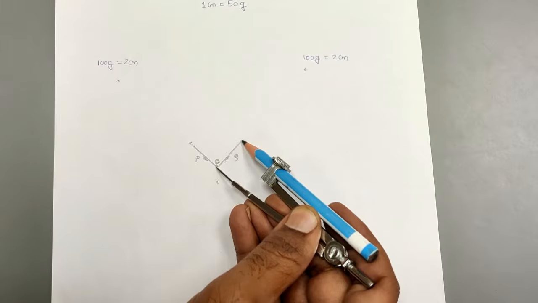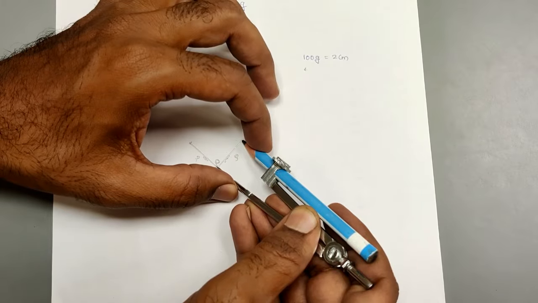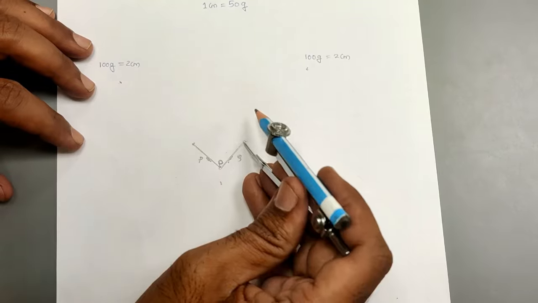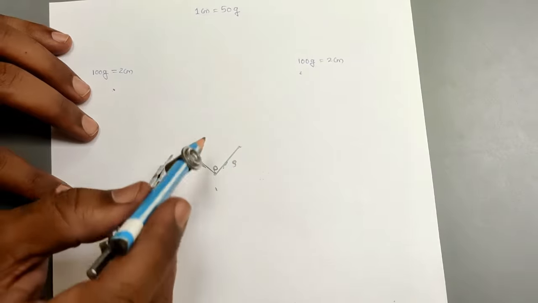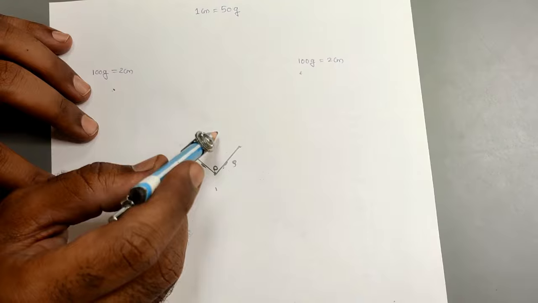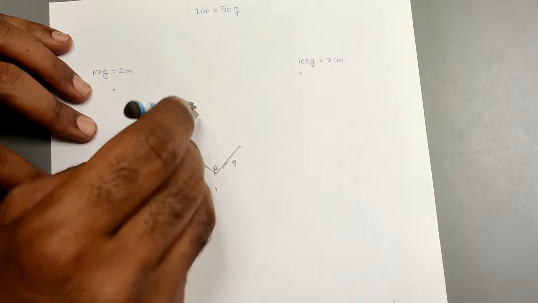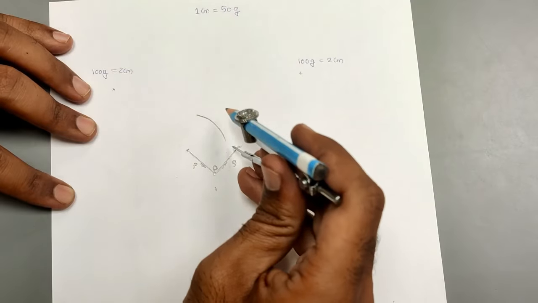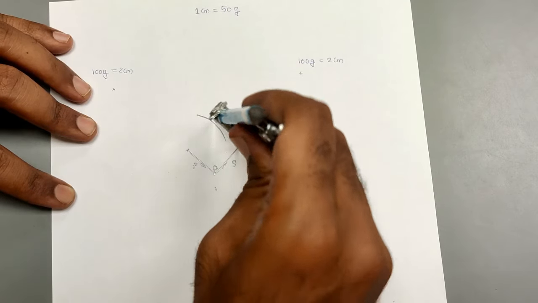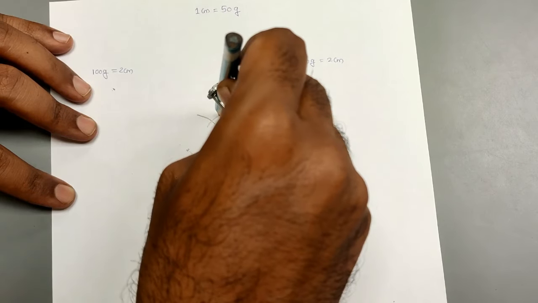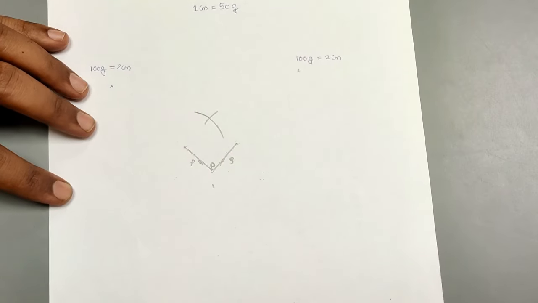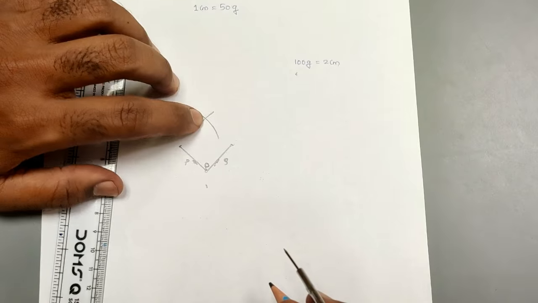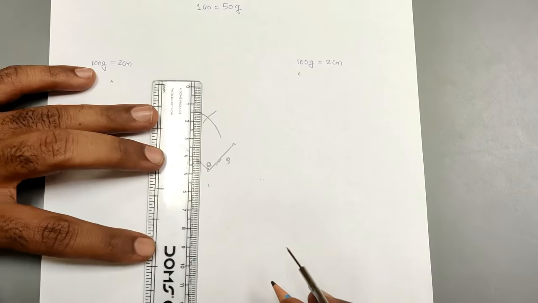Okay, so this is of 2 centimeter. Clear? Now what you do, from this point and from this point, you draw an arc of 2 centimeter from both the points. So from this point also, I will draw an arc of radius 2 centimeter. From this side also, I will draw an arc of radius 2 centimeter. So where both the arcs meet, you join that point of intersection to this junction, right?